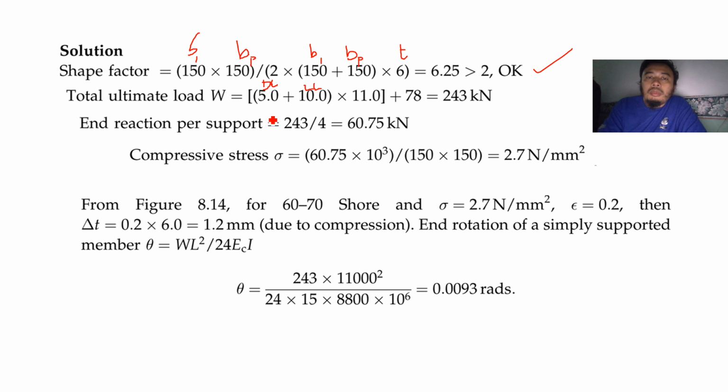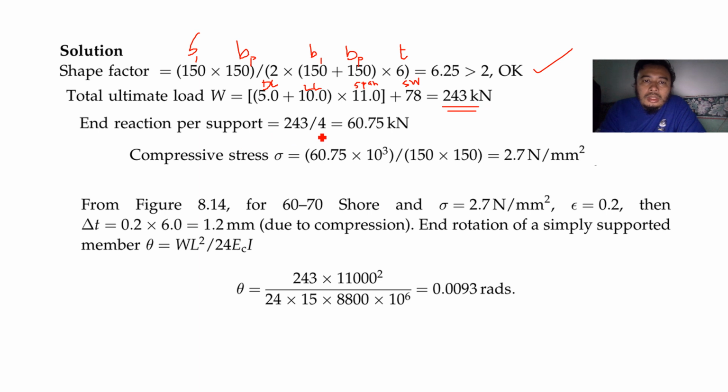It is acceptable for me. If you simplify, as you can see, there's no multiplication with the weightage as recommended by BS. It can be either one. So this is your live load plus dead load times your span, and then plus your self weight. This is the self weight, 78 kilonewton. So you get the total ultimate load W, which is equal to 243 kilonewton.